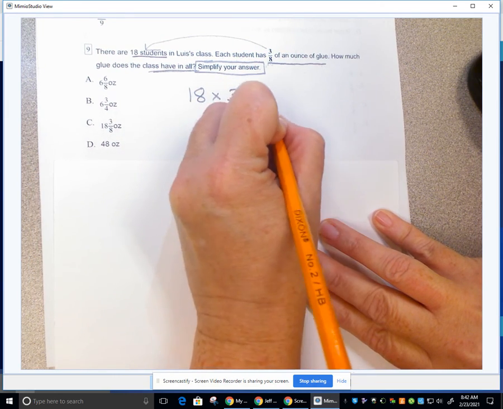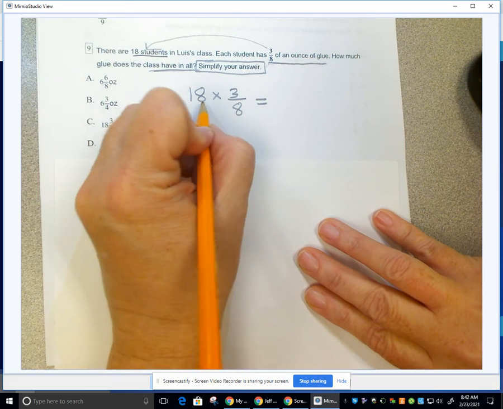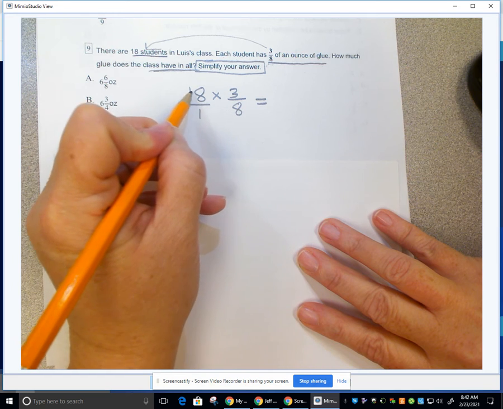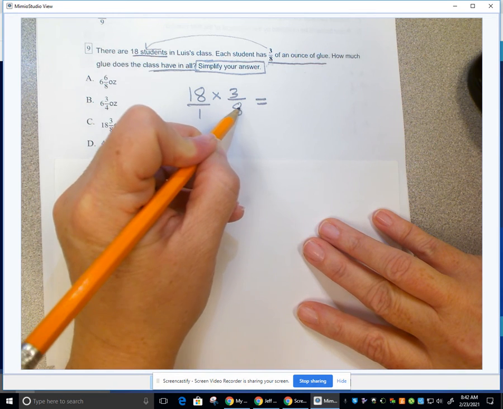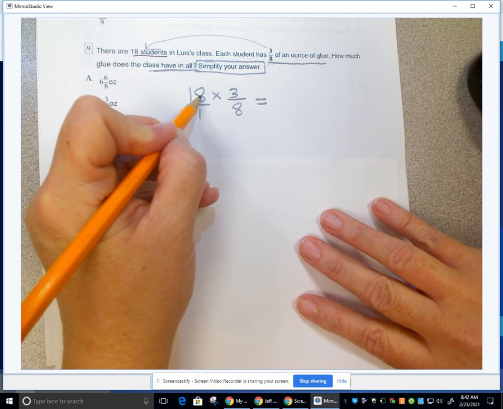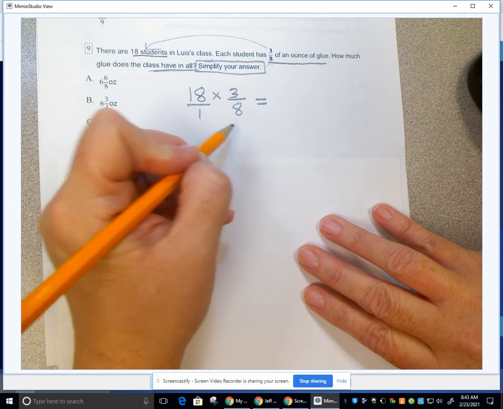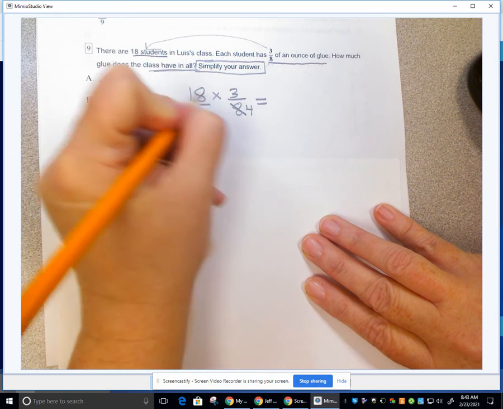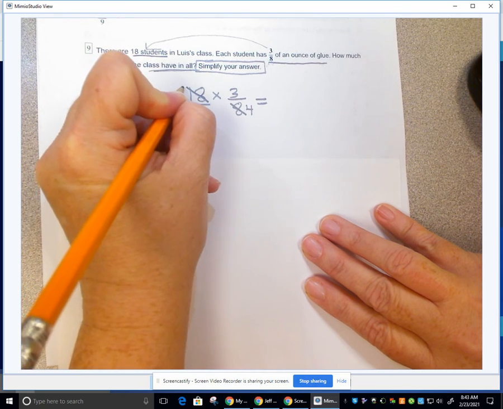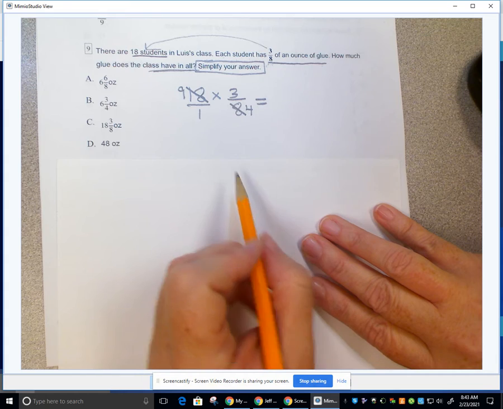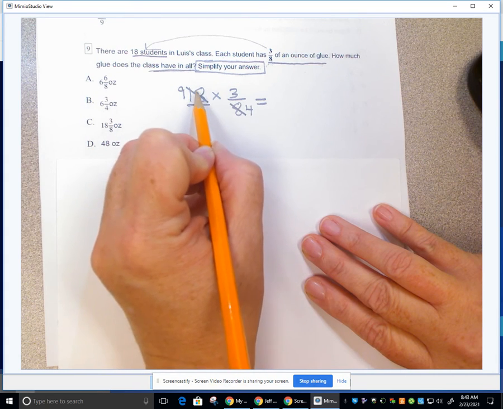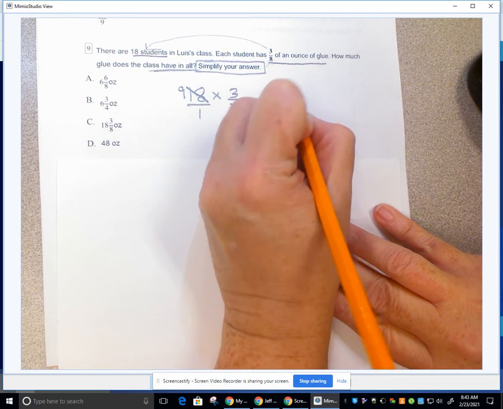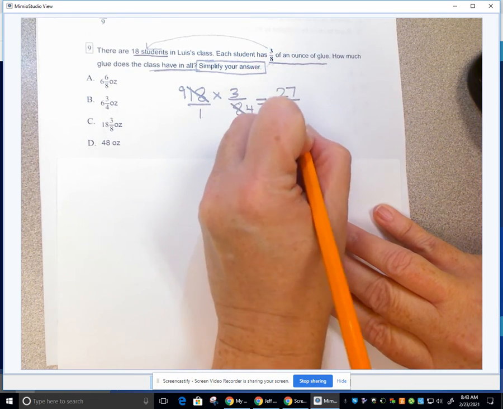3/8 equals, we're going to slap a 1 right here. Oh, and I can cross cancel right here because I've got 2 even numbers, 8 and 18. I could at least divide both of those by 2 and make them a little smaller. So 8 divided by 2 is 4. 18 divided by 2 is 9. See, that helped me that much. Instead of multiplying 18 times 3, I'm just going to do 9 times 3. That's 27. 1 times 4 is 4.